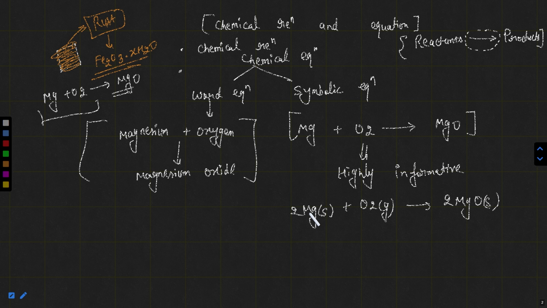And also it is clear what is the physical state of the reactants and products. The physical state of Mg is solid, for oxygen it is gas, for MgO it is again solid. So a symbolic equation is an informative equation. It gives information regarding the number of moles of reactants, how much amount of reactants are reacting and how much amount of products are produced. That is the point here. So word equation and symbolic equation, these are the two equations.